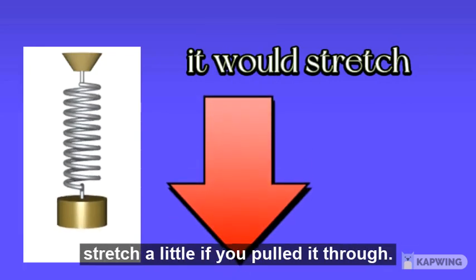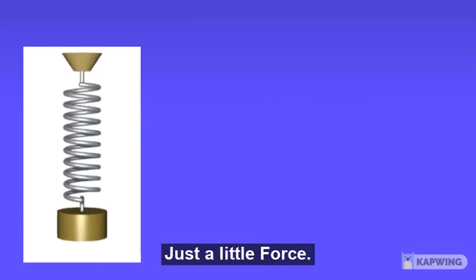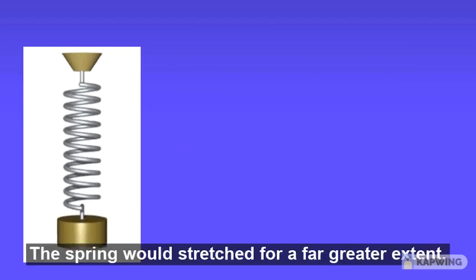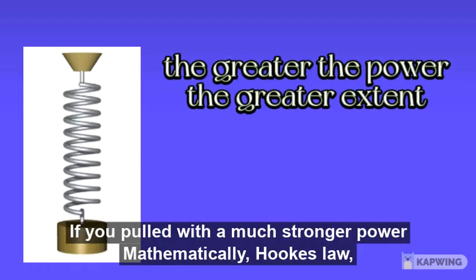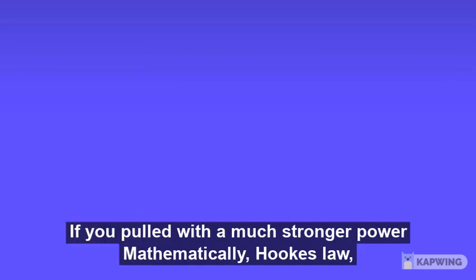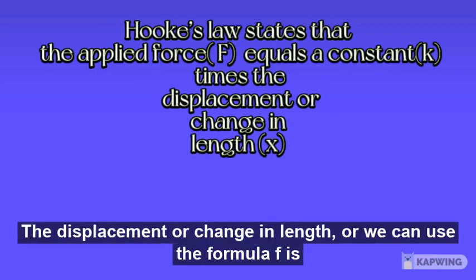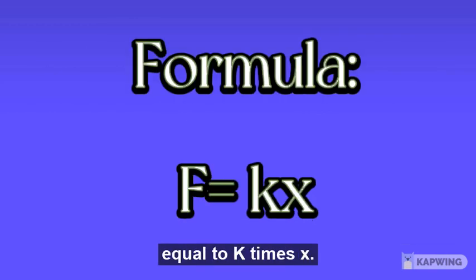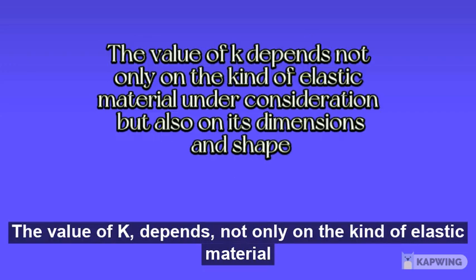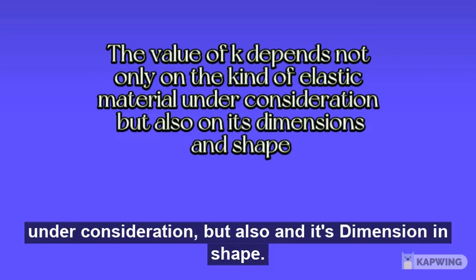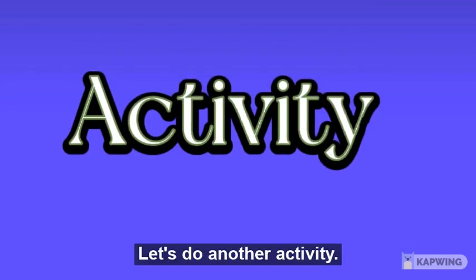The spring would stretch a little if you pulled it with just a little force. The spring would stretch to a far greater extent if you pulled with a much stronger power. Mathematically, Hooke's law states that applied force equals a constant times the displacement or change in length, or we can use the formula F is equal to K times X. The value of K depends not only on the kind of elastic material under consideration but also on its dimension and shape.